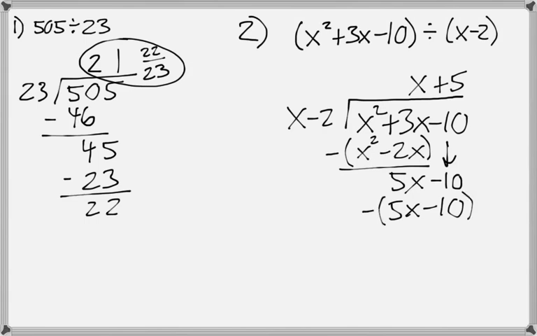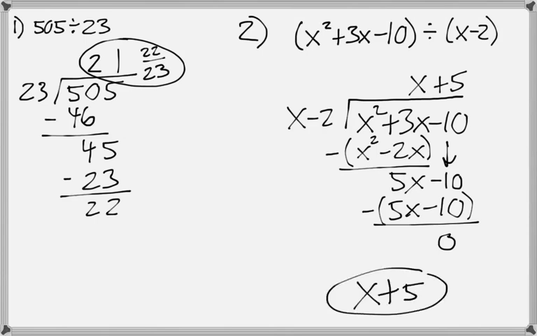And then I want to subtract these. The 5x's go away. Minus 10 minus a minus 10 is minus 10 plus 10, which is 0. So I don't have any remainder. So x plus 5, this would be my answer here.